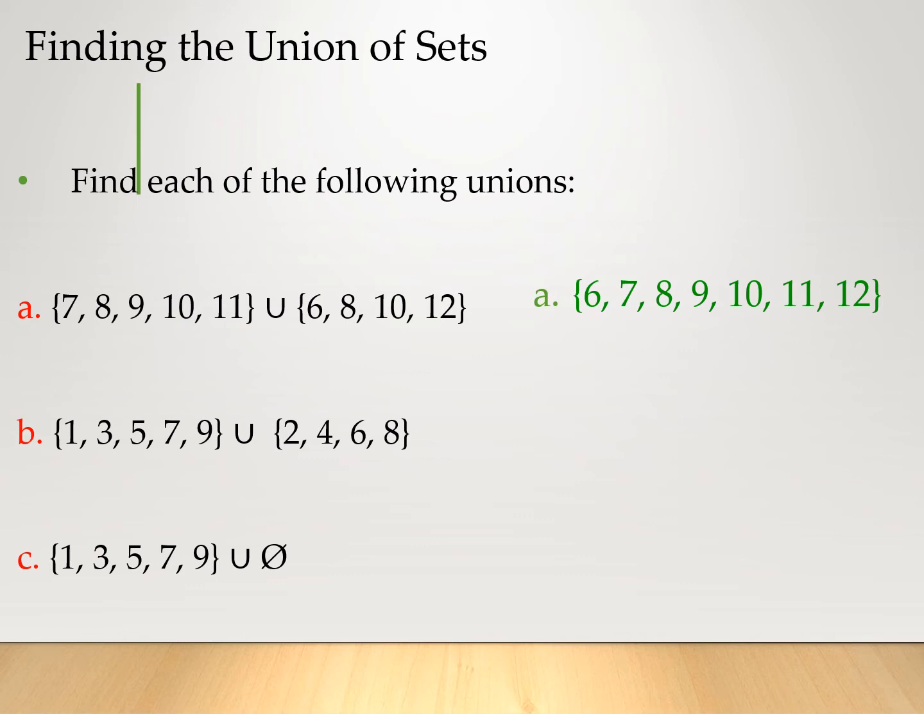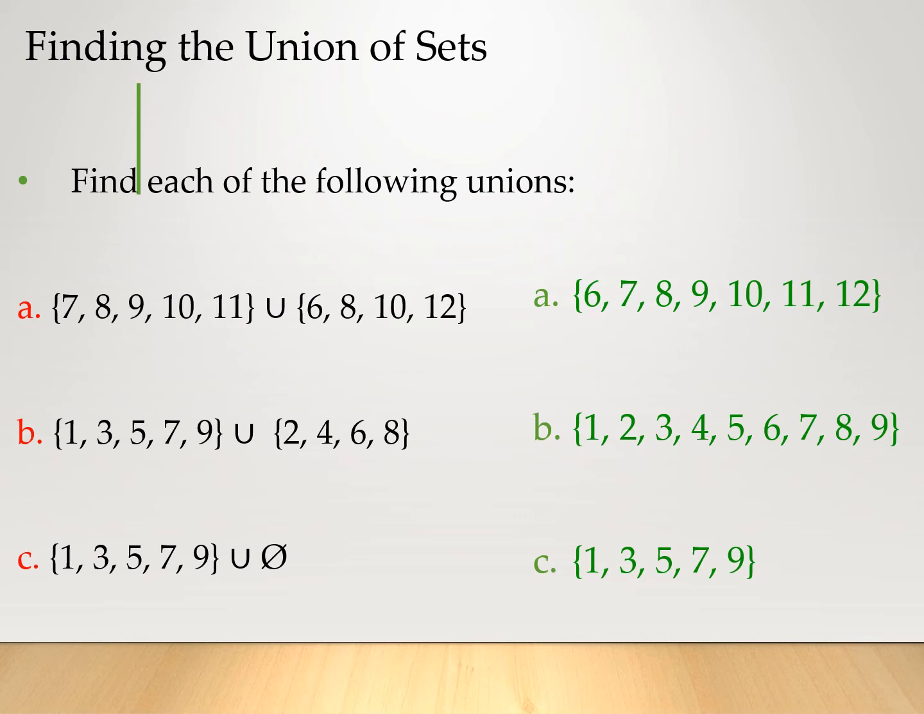So if ever we have the same element common to both, we are just going to write it once. Just like we have 8, so we write it once only, as well as 10. Now let us have letter B. {1, 3, 5, 7, 9} union {2, 4, 6, 8} is equal to {1, 2, 3, 4, 5, 6, 7, 8, 9}.